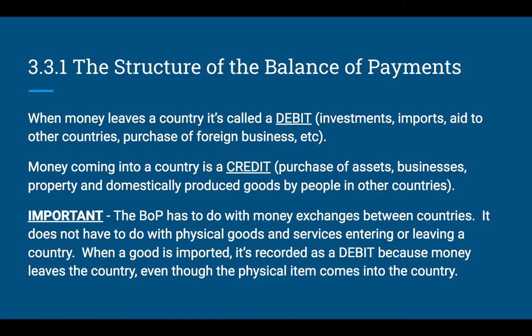All right, so try to get rid of your conceptions of debit and credit from your own personal banking experiences. This is a totally different thing. So if you could make a connection, you're more than welcome to try to remember this stuff. But just remember, debit is when something leaves, and a credit is when something comes back. So purchase of assets, businesses, property, and domestically produced goods by people in other places is a credit.